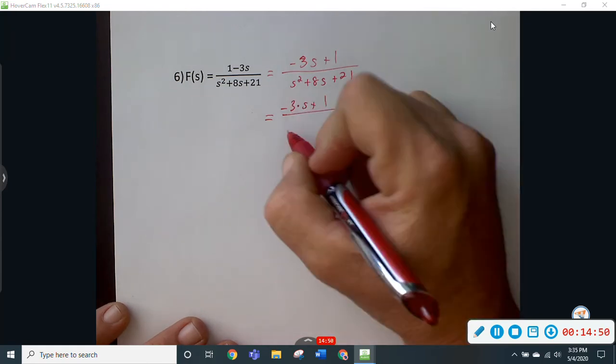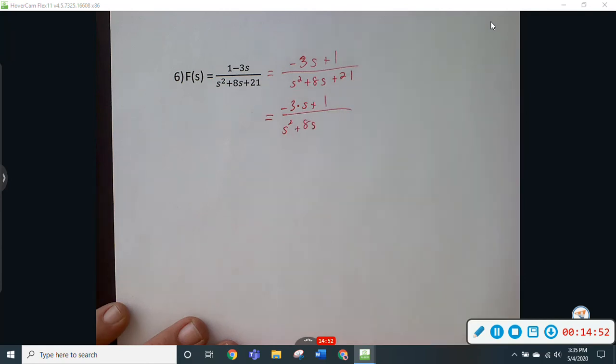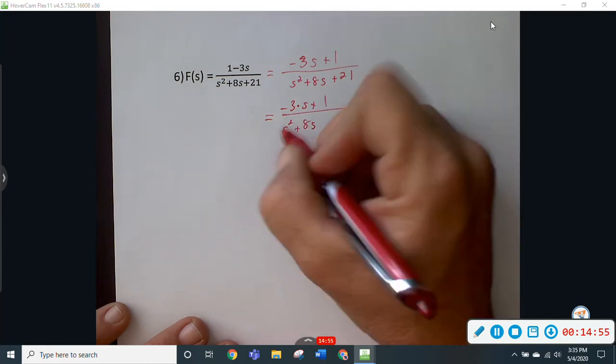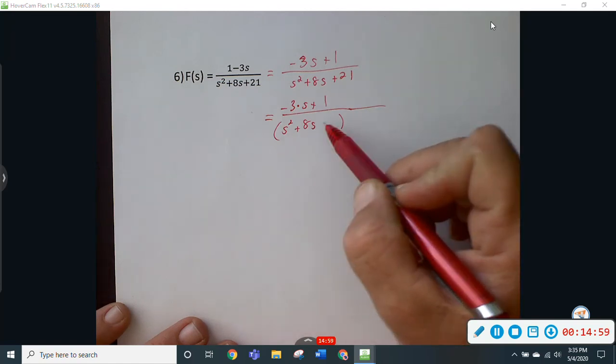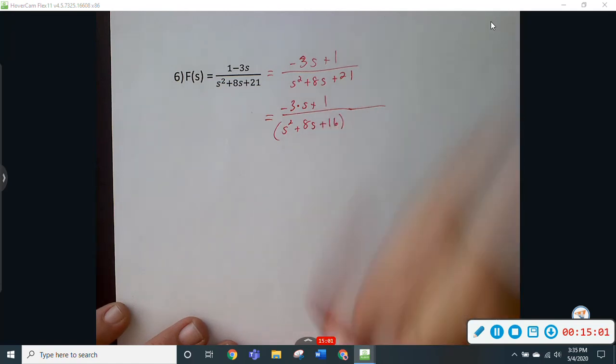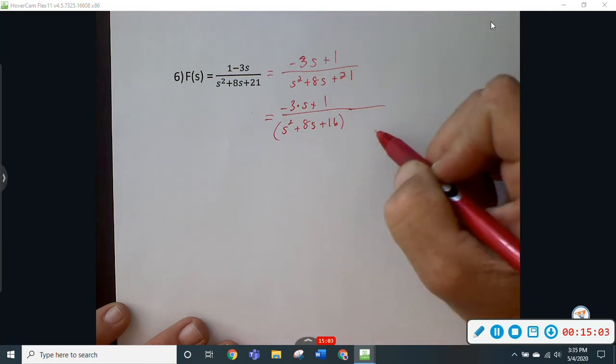All right, in the bottom, s squared plus 8s. What would the perfect square be? Making a perfect square here. Well, half of 8 is 4. 4 times 4 is 16. You got a different equation. You better know that. So if I add 16, I got to take away 16, correct?